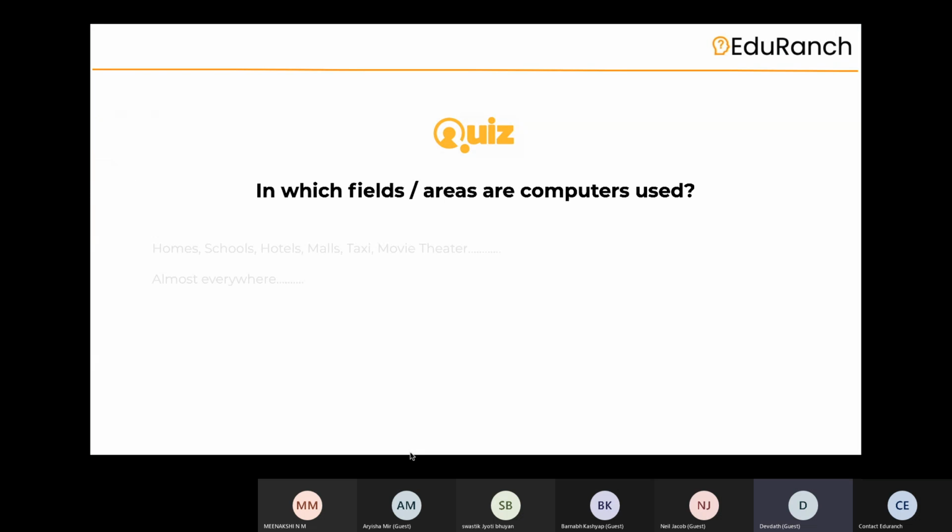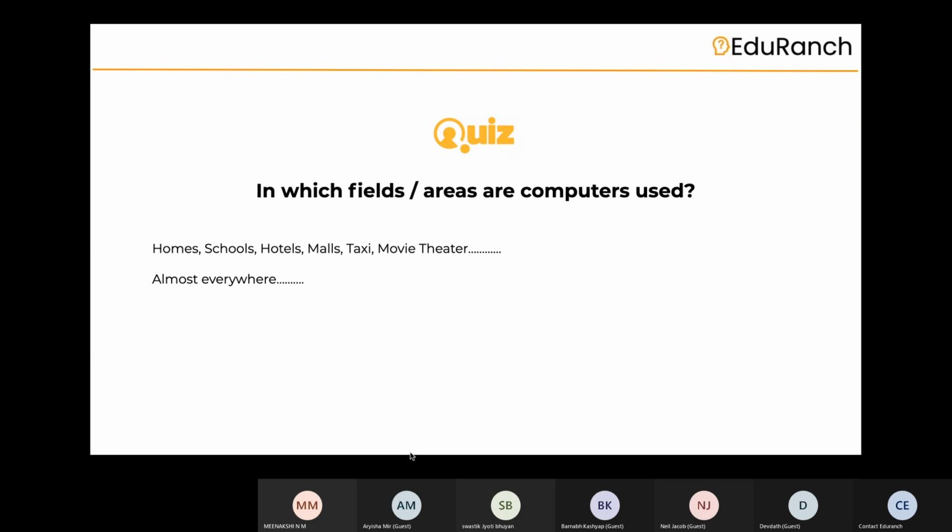Scientific research and all. If you see, we use computers in homes, in schools, right? Schools use it for admission and billing purposes. In hotels, people use it for billing. In malls, if you go to a movie theater, you see people giving you a printed ticket, right? That is being printed by the computers.